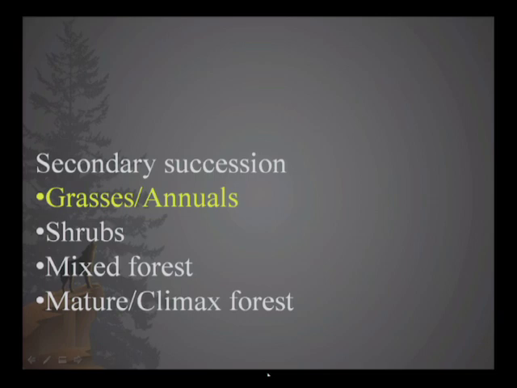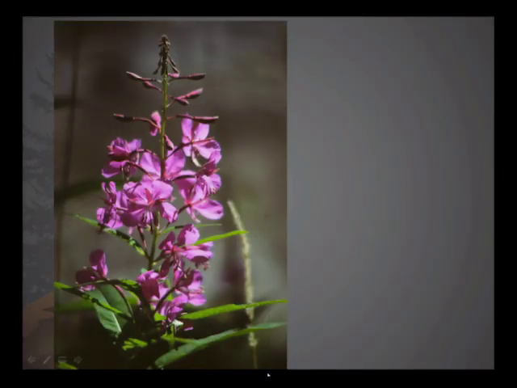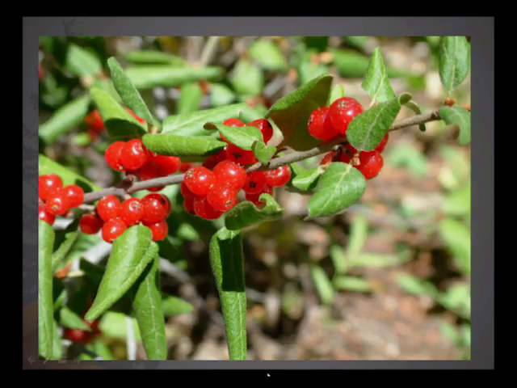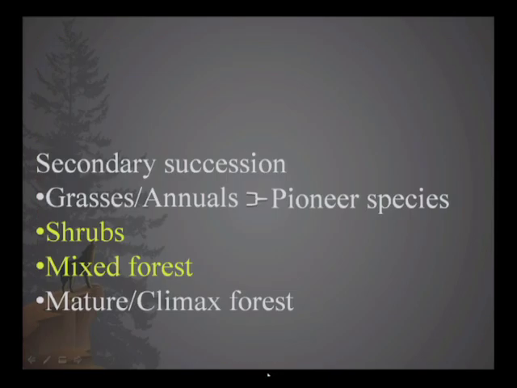So rather than lichens being the initial type of organism that begins to grow, it's going to be plants, and it's going to be grasses, and like I said, fireweed, other annuals, sometimes some biannuals as well. And so these will constitute the pioneer species. And then succession will progress more or less as we've described. Shrubs will then begin to take over, that we've talked about before.